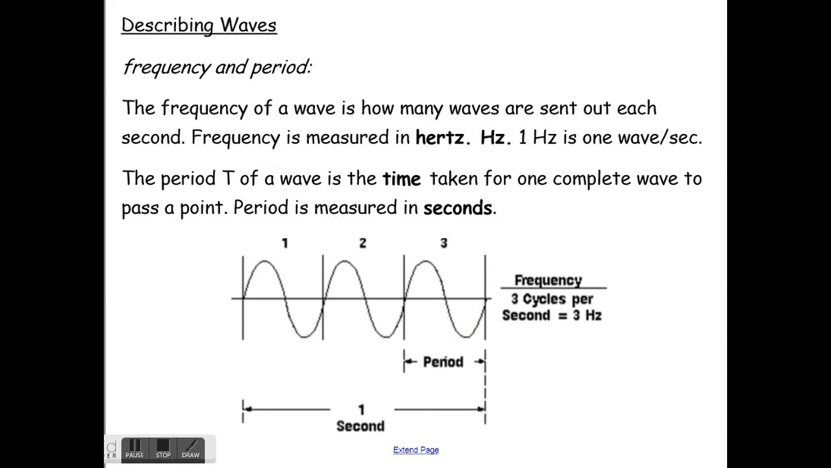But here, frequency and period are measured as time. So they're similar ideas to wavelength, somewhat, but these are measured in time, the other ones are measured as a length. The frequency of a wave is how many waves are sent out each second. After 1 second, how many different waves are sent out? That's frequency. Frequency is measured in hertz. So 1 hertz is 1 wave per second.